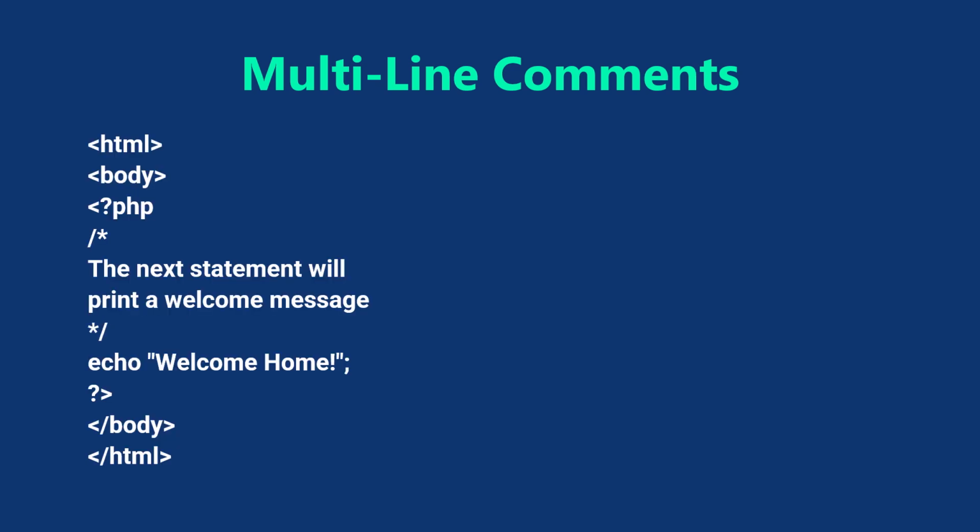This is an example for a multi-line comment. Here within the PHP tag, we have the multi-line comment. The next statement will print a welcome message which will be ignored by the interpreter. And within the echo statement, we have welcome home. So this welcome home will be printed on the screen.